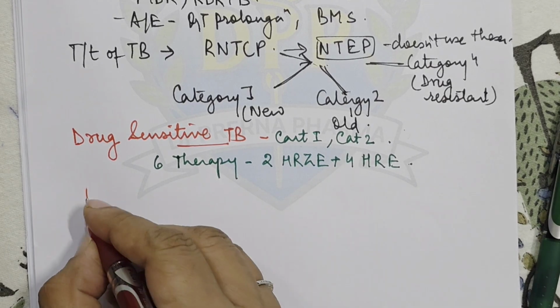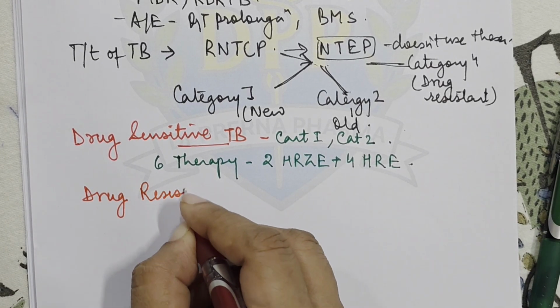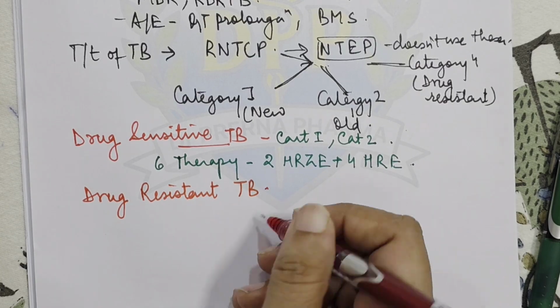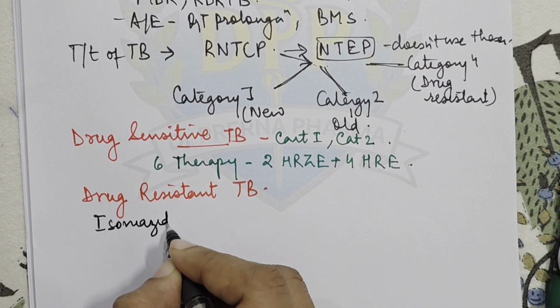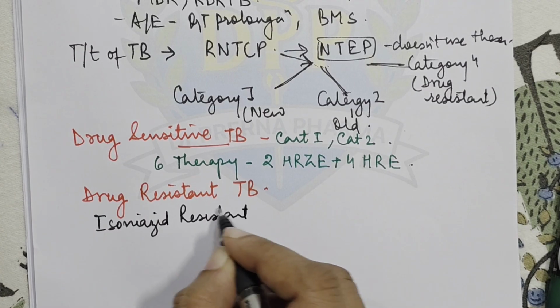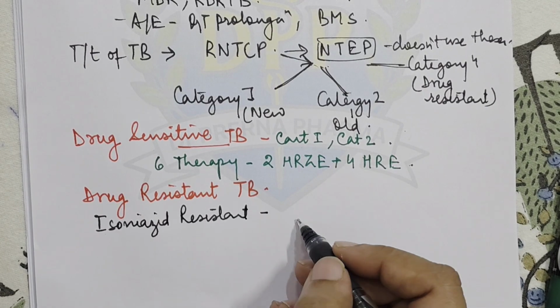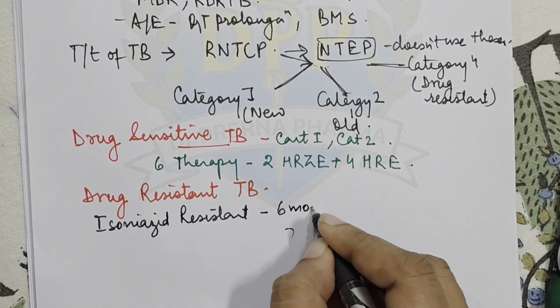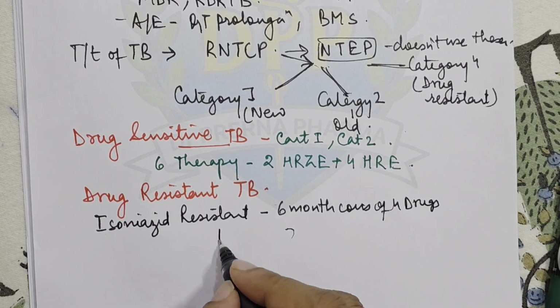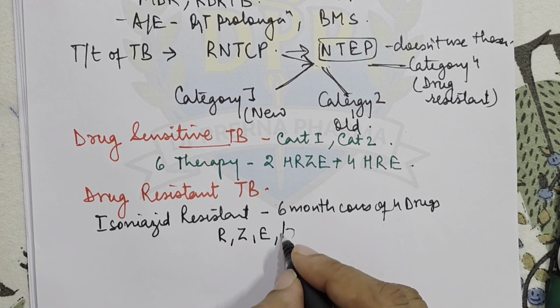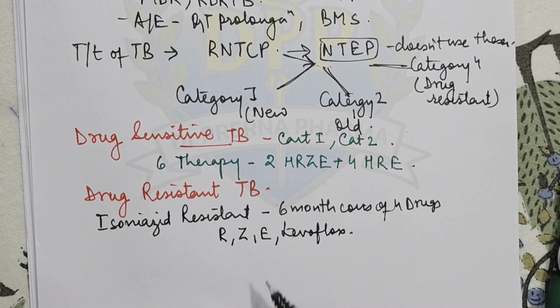Okay, the next is drug resistant TB. In drug resistant TB, we have isoniazid resistant first. According to the latest guideline, if a patient is isoniazid resistant, then he is treated with a 6 months course of 4 drugs. What are those 4 drugs? R, Z, E and levoflox. So rifampicin, pyrazinamide, ethambutol and levofloxacin.